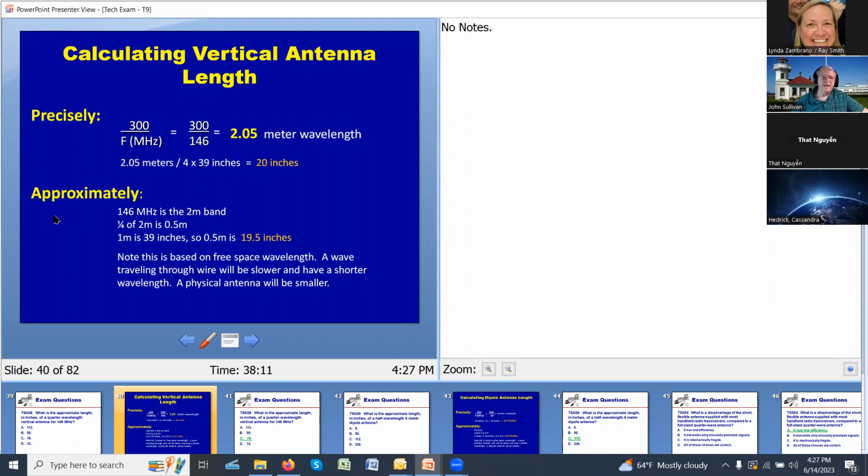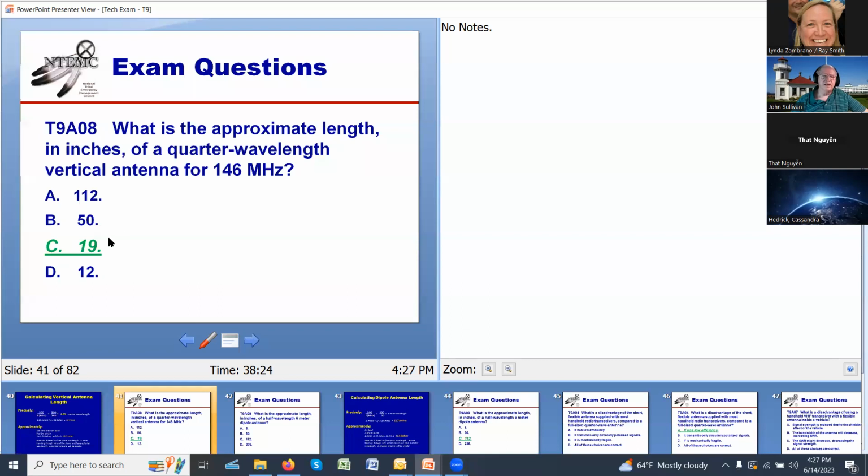You can approximate that in your head, actually. 146 megahertz is part of the 2-meter band. A quarter of 2 meters is a half. Half of 39 is 19 and a half. So what's our answer? The answer is 19. That's the closest answer.